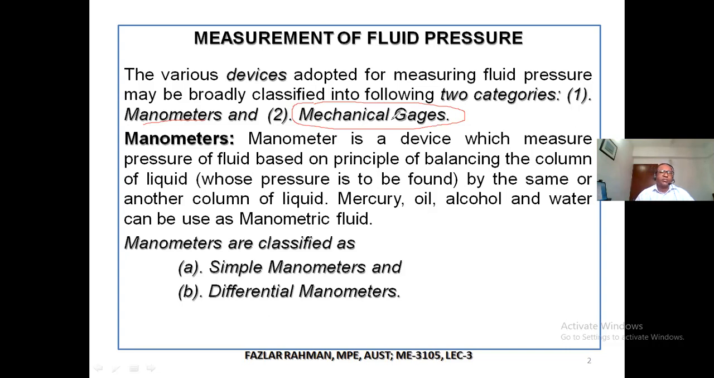Okay, now let's see what the manometer is. Then we'll talk about the pressure gauge. A manometer is a device which measures the pressure of a fluid based on the principle of balancing a column of liquid by the same or another column of liquid. And normally, what type of liquid will you use? Mercury, oil, alcohol, and water.